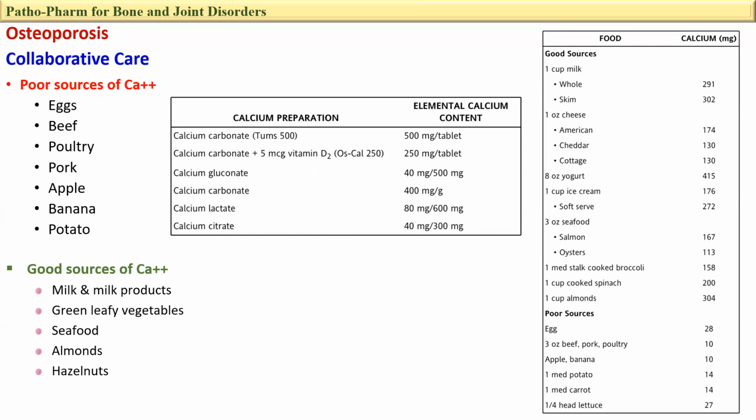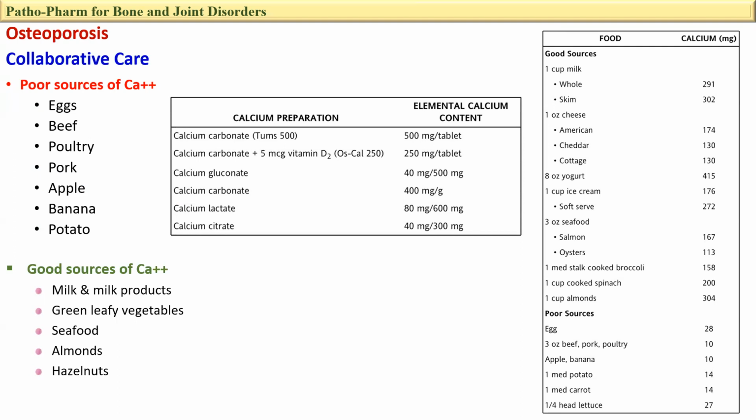So the treatment, again, for osteoporosis, and also for osteomalacia, is because we need more calcium. So this is all about the calcium supplement. The following slides are about calcium sources, the good sources of calcium and the poor sources of calcium.